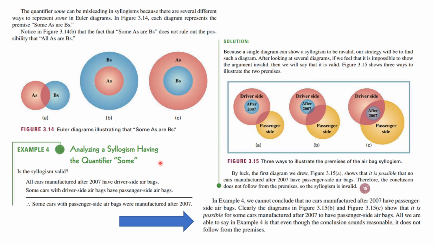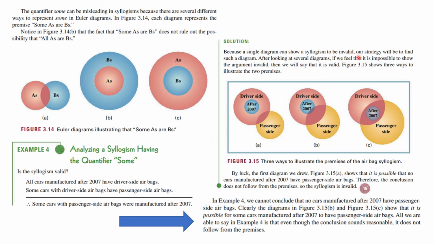So let's analyze a syllogism having the quantifier some. So look at the following syllogism. All cars manufactured after 2007 have driver's side airbags. Some cars with driver's side airbags have passenger side airbags. Therefore, some cars with passenger side airbags were manufactured after 2007.